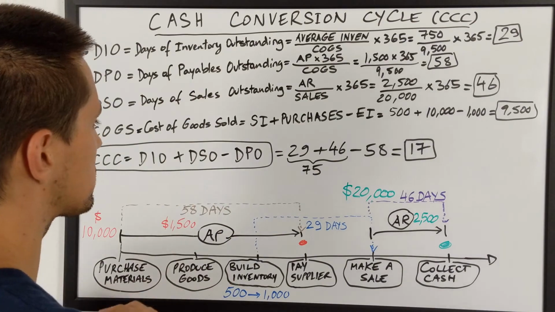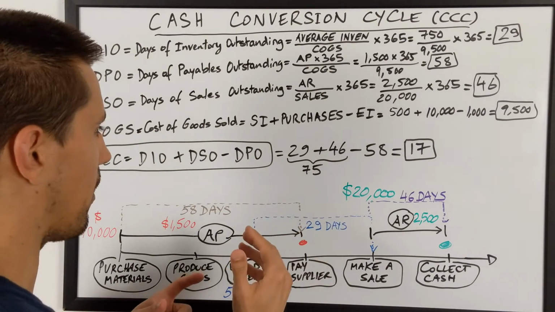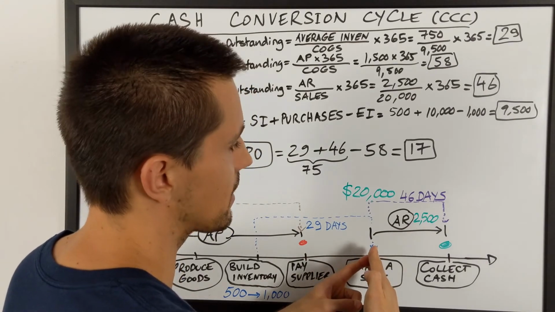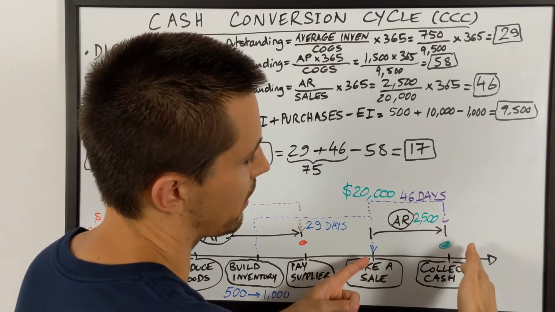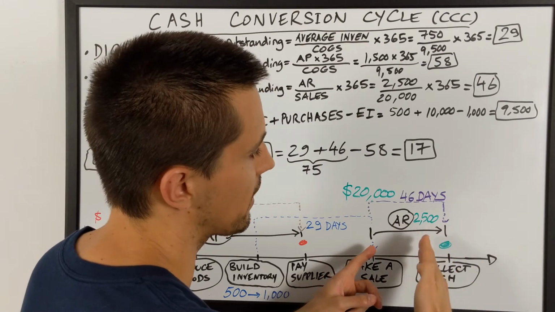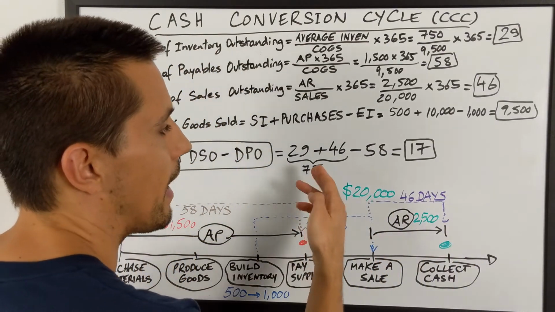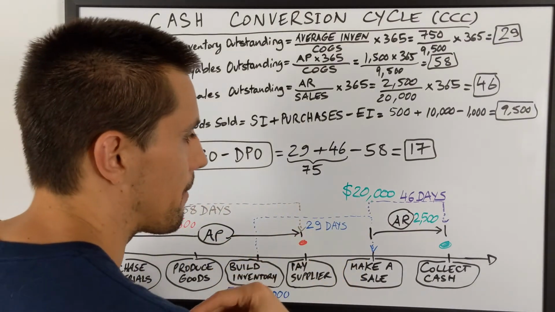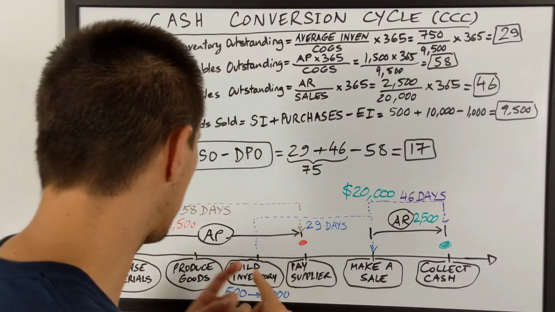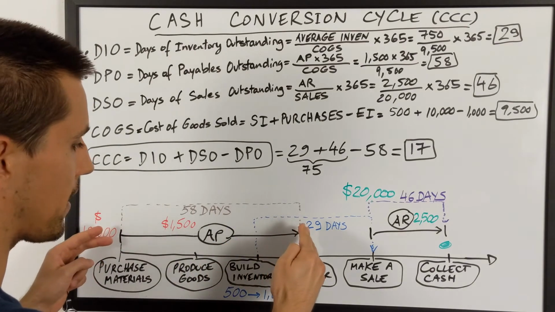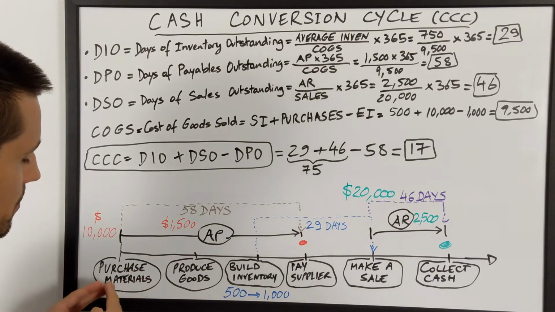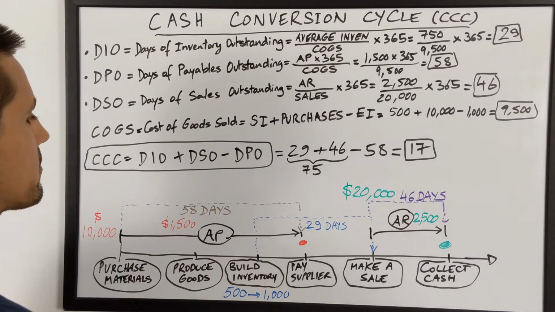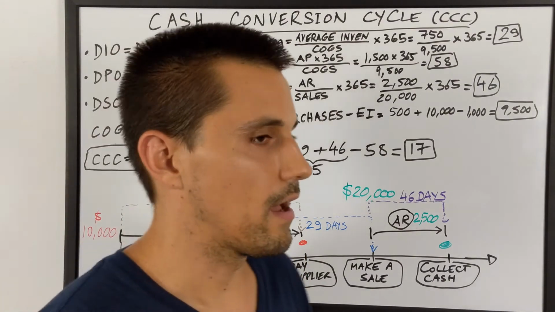The second number, DSO, of 46, also plays against you if you want, because now you were able to make your sale, but you were not able to collect the cash. So the faster you collect the cash, the better it is. And the last number, DPO, outstanding, kind of plays into your game if you want, because the later you pay your supplier after the purchase you've made, the better it is for your cash conversion cycle and your working capital.